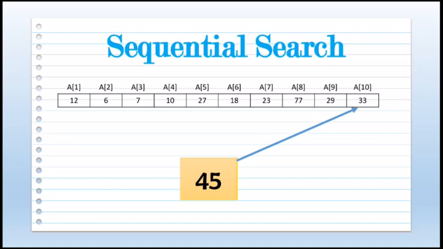Now if you see, there is no element after the 10th element. So you can say that the searching element is not present in the list and our search is unsuccessful. In this way we can find a particular number in the list using sequential search. There is another technique called binary search, and we will see that technique in the next video.